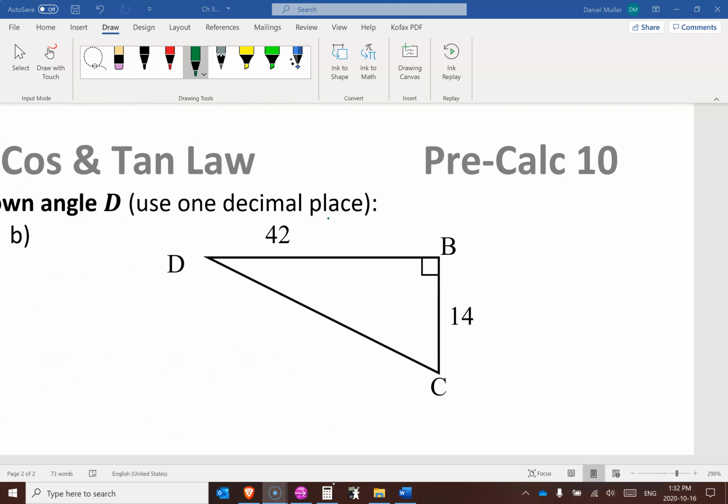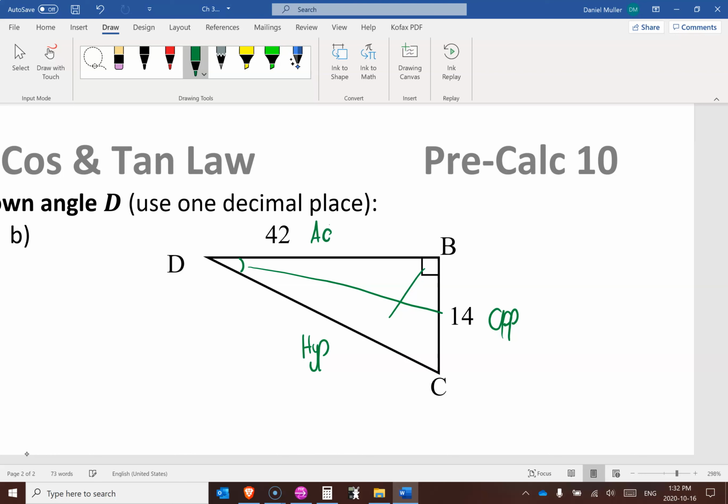All right, so here we are. We're trying to find angle D, which is right there. That is going to be our perspective. Now, across from the 90 degrees is the hypotenuse. And then from here, go opposite. So this will be the opposite. And therefore, this must be the adjacent.